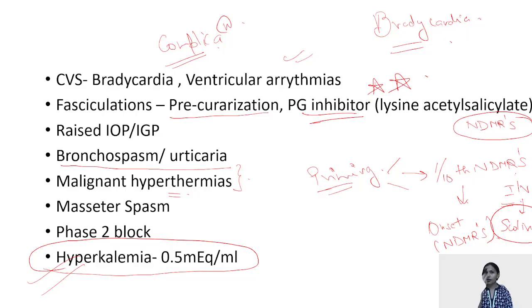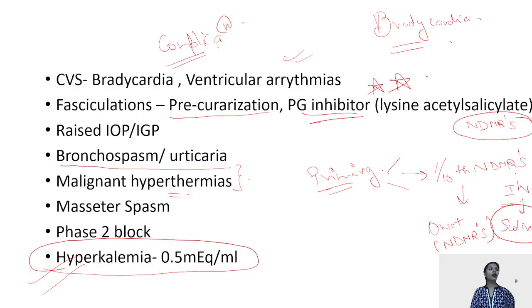And when scoline is given, these extra junctional receptors get activated and lead to release of potassium in the blood, and eventually you have an increase in the potassium. That is why scoline is always contraindicated in those patients who have hyperkalemia. This is also one of the cases of RSI.